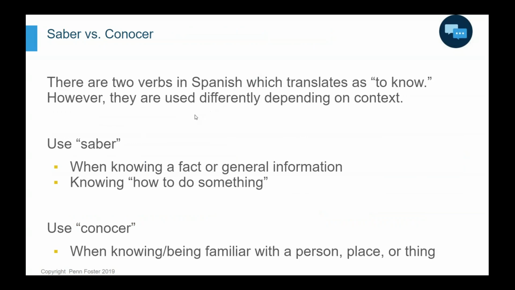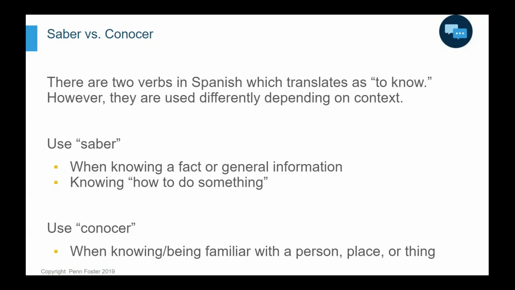And the next thing we want to review is the differences between saber and conocer. As I mentioned at the beginning of the webinar, these verbs both mean to know, but they are used differently depending on context. So a couple of key differences. When you use saber, you're going to use that when you know something for a fact, something for general information, or knowing how to do something. And when we use conocer, this is more of a knowing or an acquaintance verb. So if you're familiar with a person, place, or thing, use conocer.